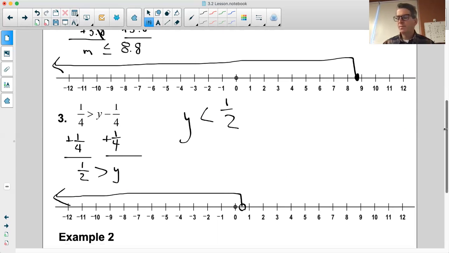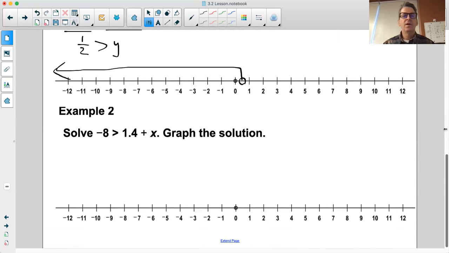Let's take a look at example 2. -8 greater than 1.4 plus x. Okay, so this is where the x is. Again, we're trying to isolate that x, and it's adding. So in order to do that, we're going to subtract the 1.4 from the right side. And if we subtract 1.4 from the right side, we subtract 1.4 from the left side of the inequality. And you end up with x is less than -8 minus 1.4, which would be -9.4.